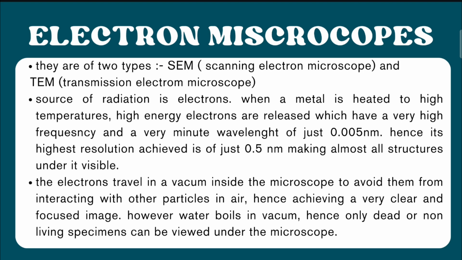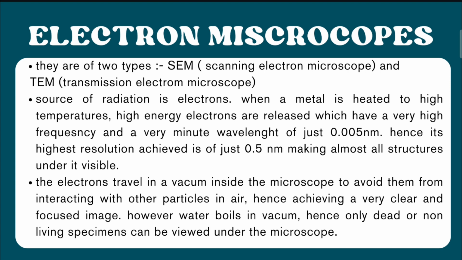Another point that I had to mention is that because we are using a vacuum, I mentioned how we used a vacuum to focus the electrons better on the specimen. We need to realize that water boils in a vacuum at room temperature. In normal conditions, water would boil at around 100 degrees Celsius. But if you put it in a vacuum, it will boil at room temperature. That is around 23-24 degrees Celsius. Correct. So because of this, we cannot view living organisms under the electron microscope.